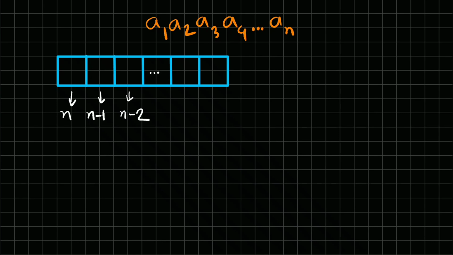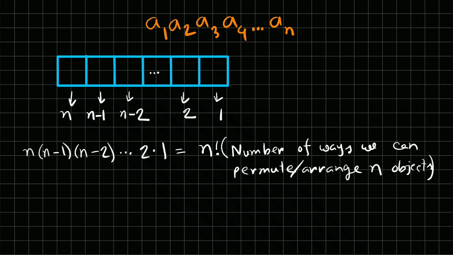Finally, we can fill the second last slot in 2 different ways and the last slot in only 1 possible way. So using the multiplication principle, we can fill all the n slots in n times n-1 times n-2 up to 2 times 1 different ways, which implies we can rearrange these n objects in n times n-1 times n-2 up to 2 times 1 different ways. Using a special notation, we can write it as n factorial. This basically signifies the number of ways we can permute n objects between them.